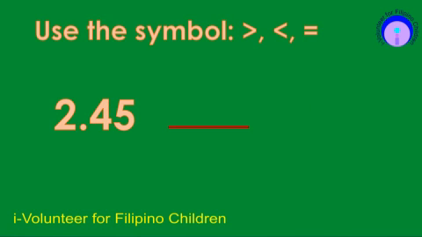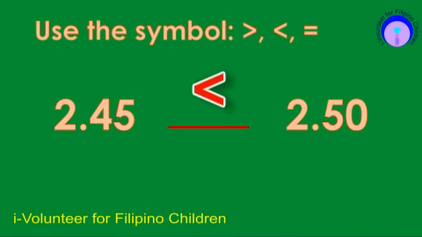Let's compare 2 and 45 hundredths and 2 and 50 hundredths. 2 and 45 hundredths is less than 2 and 50 hundredths. Very good.